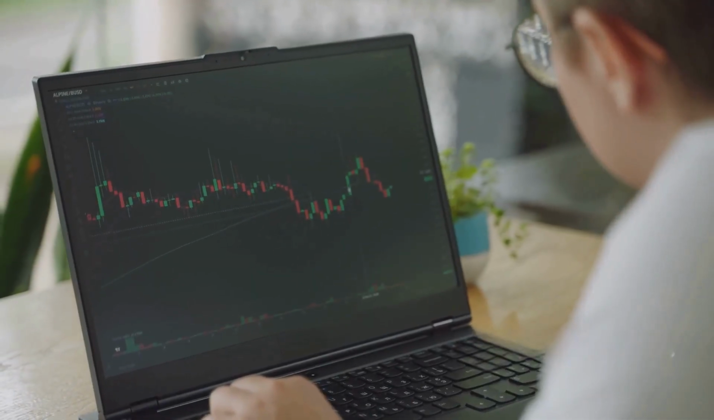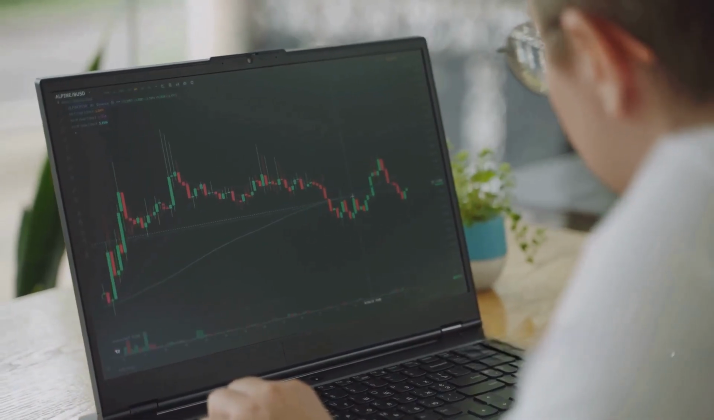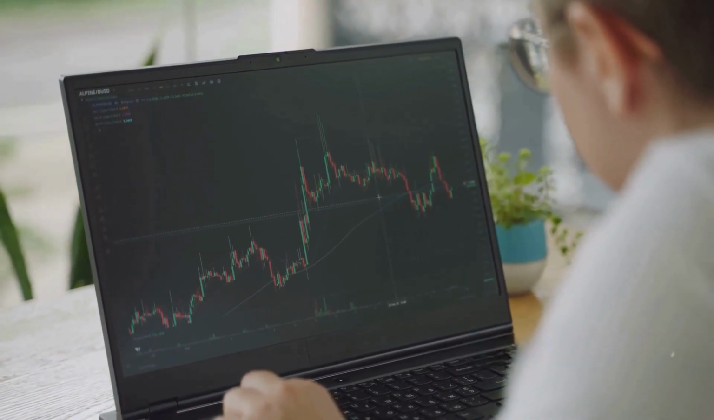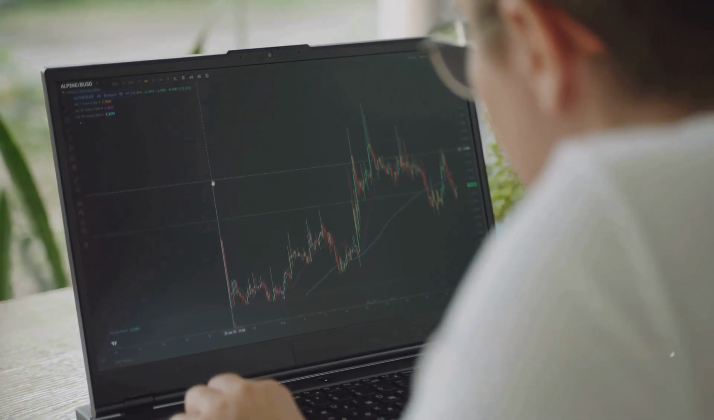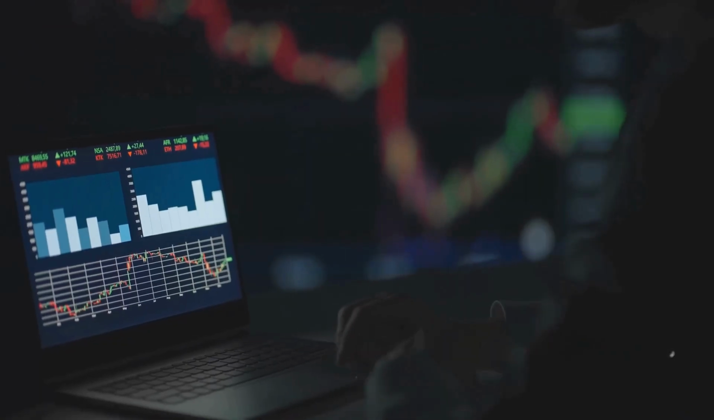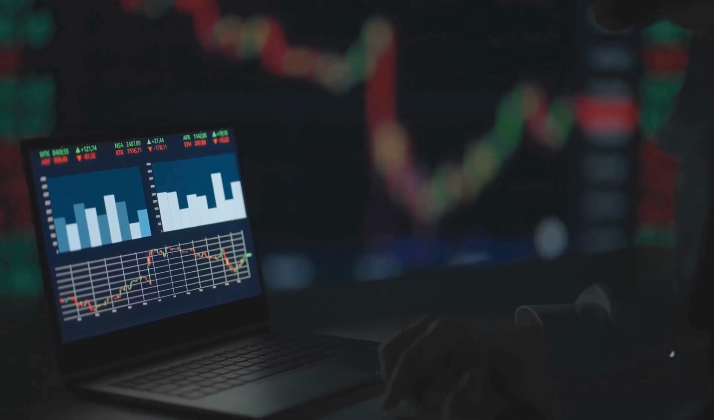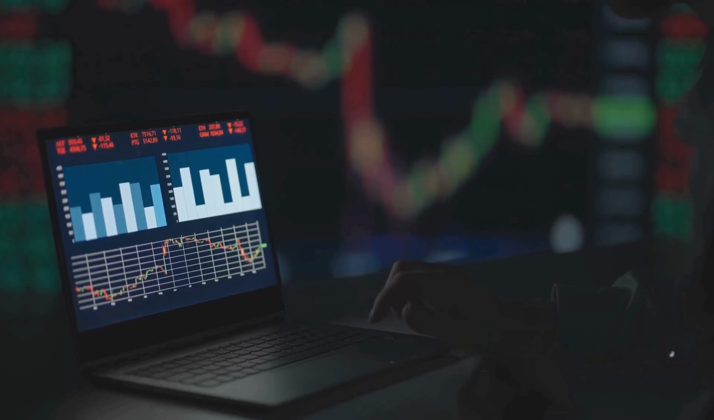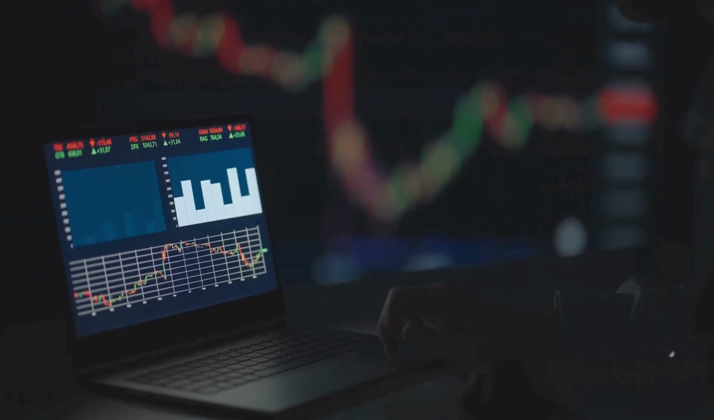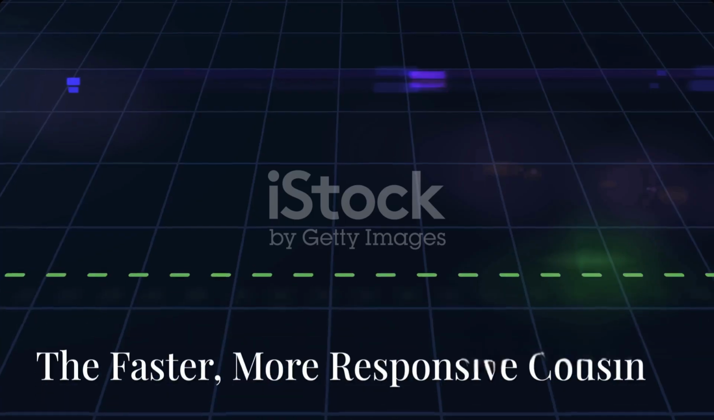Despite these limitations, the SMA remains a great starting point for trend identification and understanding support and resistance. It provides a straightforward way to analyze market movements. It's simple but effective, especially when you're new to trading. By mastering the SMA, you lay the groundwork for more advanced technical analysis techniques, setting yourself up for long-term success in the market.